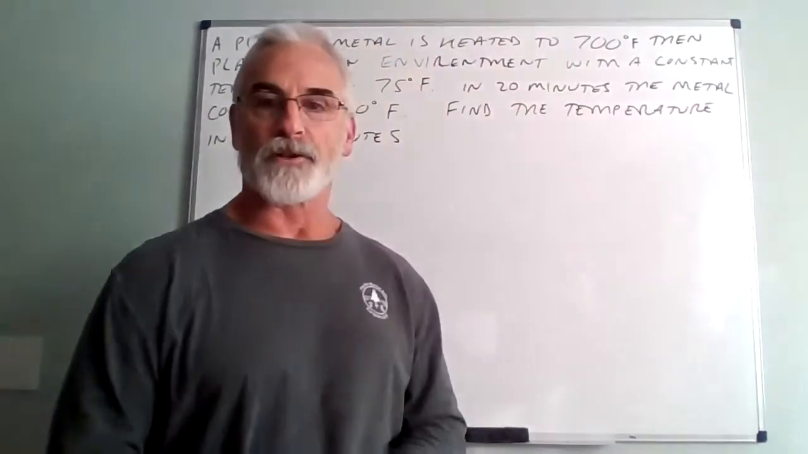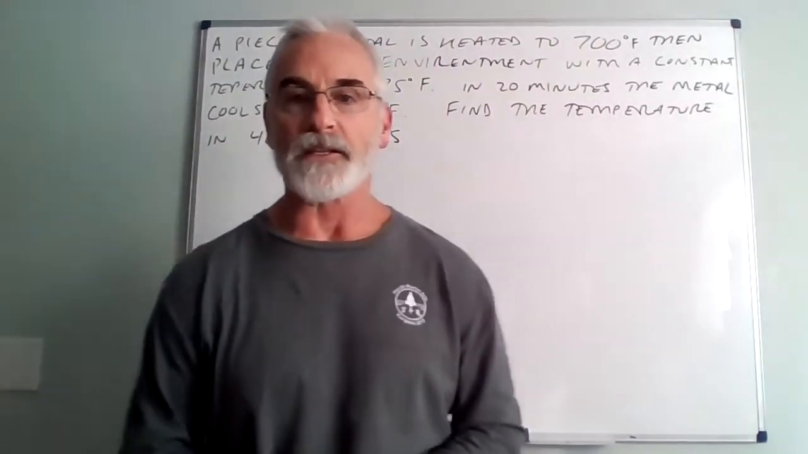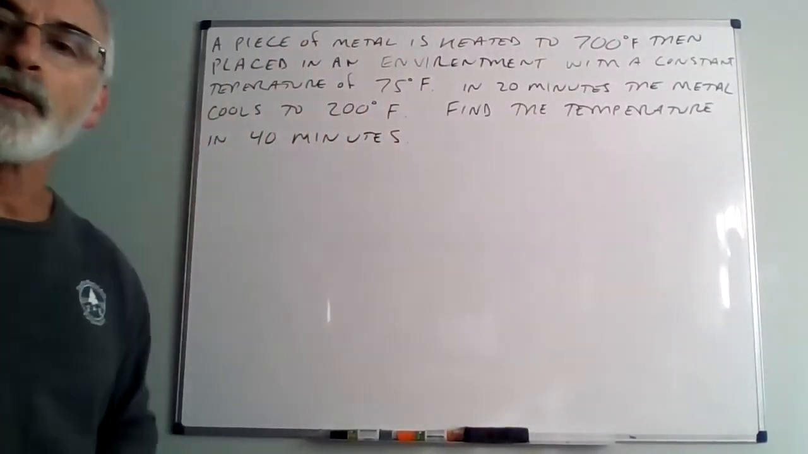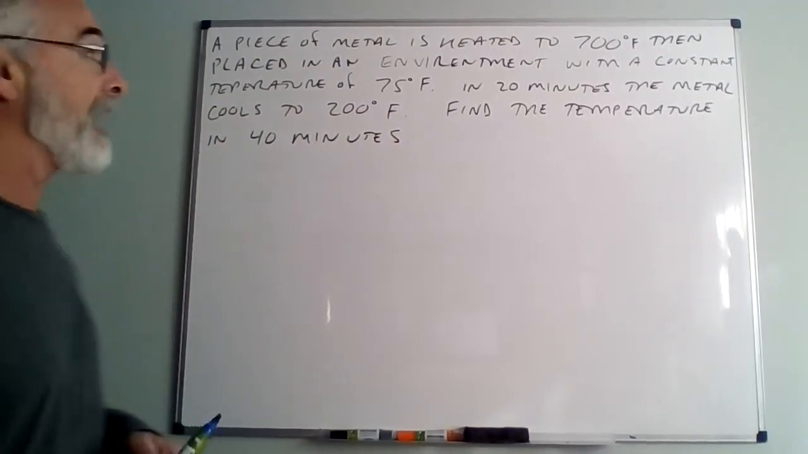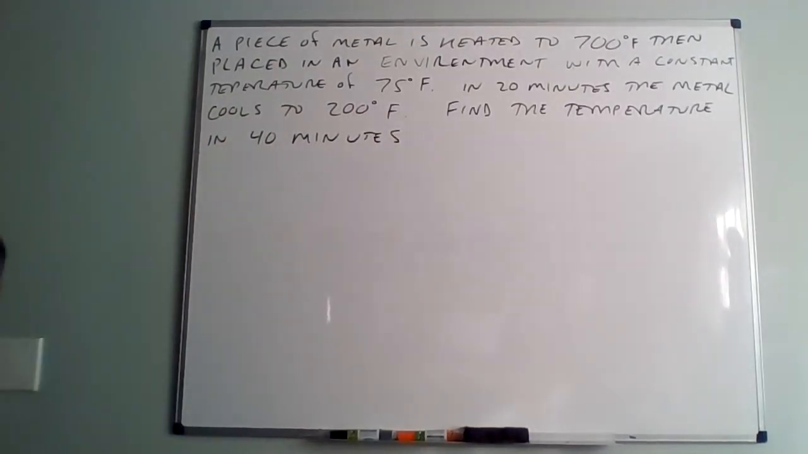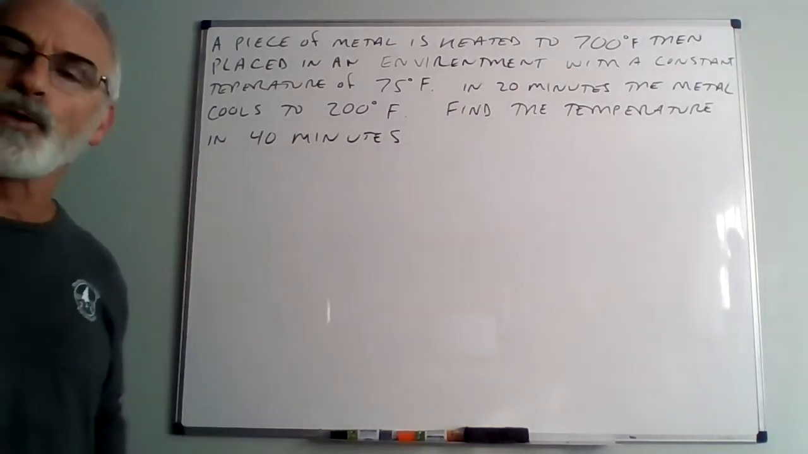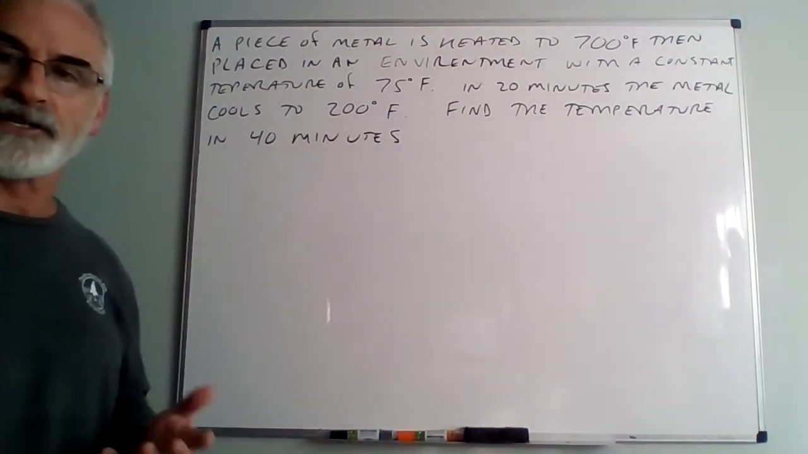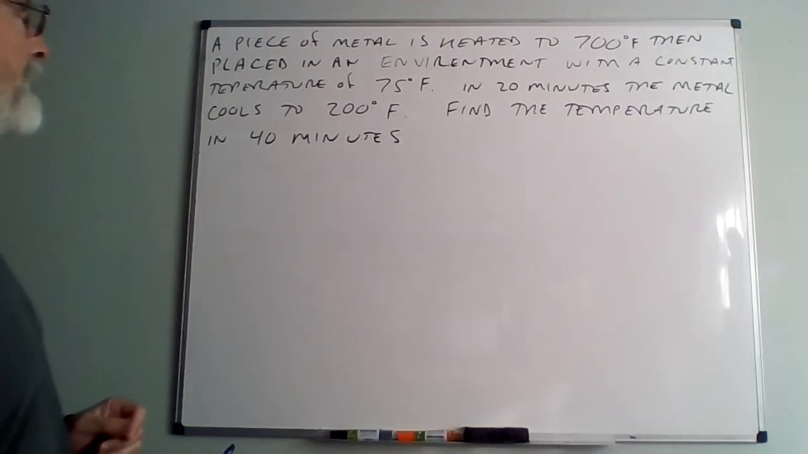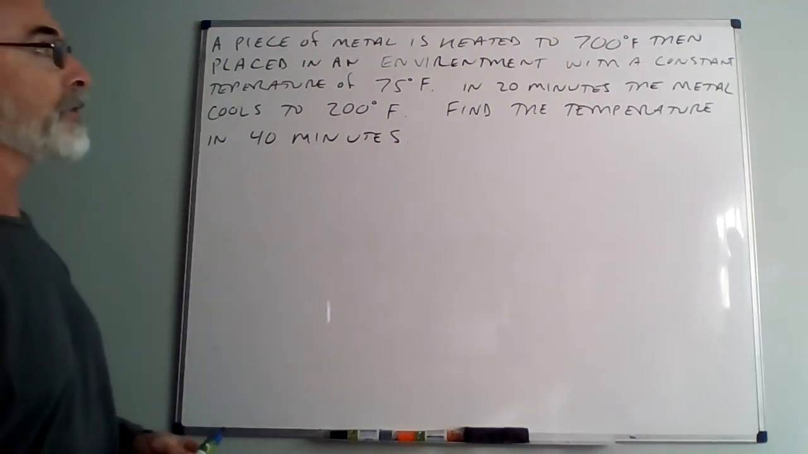We'd like to solve a couple of differential equations problems from beginning to end, starting with a Newton's law of cooling problem. Now, a metal object has been heated up to 700 degrees Fahrenheit, then placed in a constant temperature environment of 75 degrees. At that point, it's going to begin cooling at a predictable level. In 20 minutes, the metal is cooled to 200 degrees.